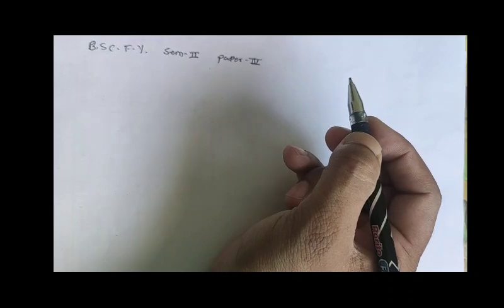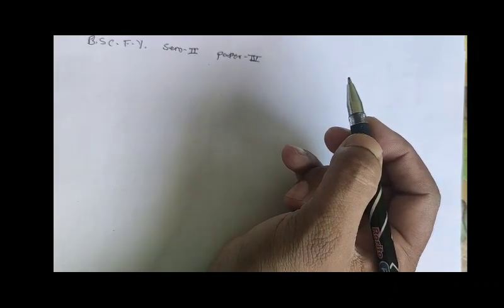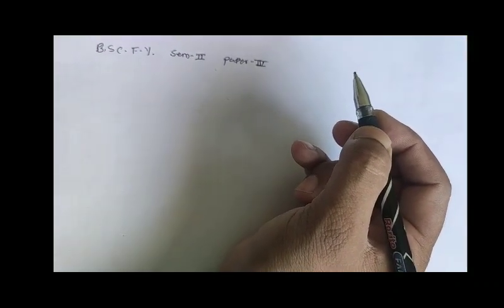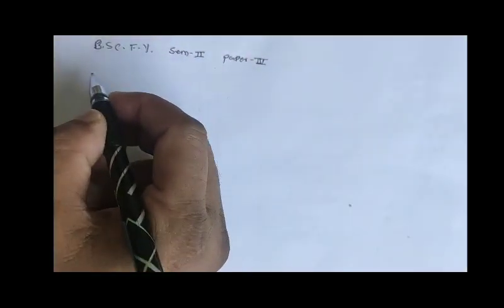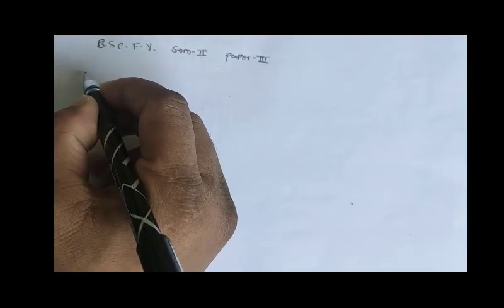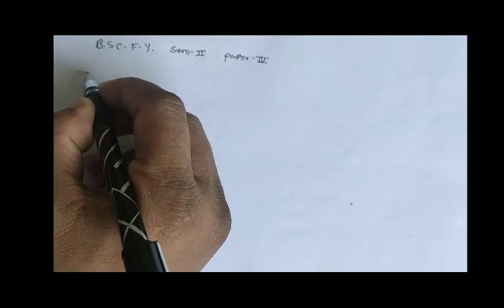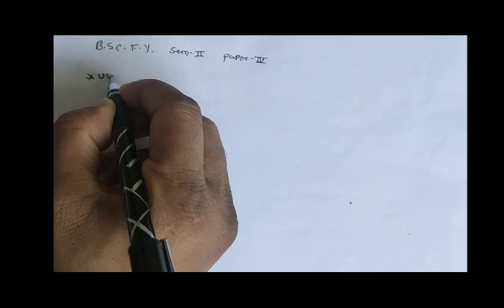In last lecture, we have already discussed what is meant by the direction cosine of a line. So in this lecture, we will discuss about some useful notation.